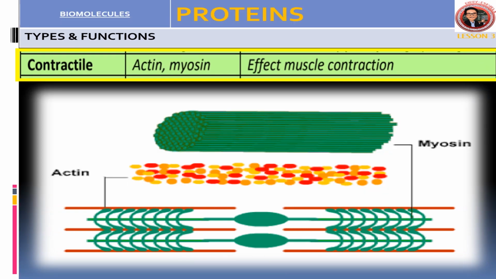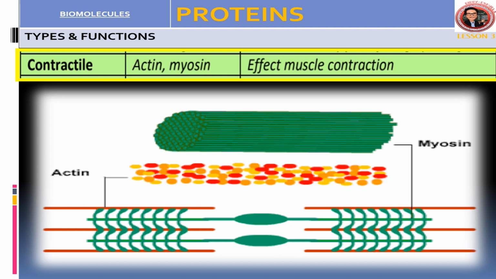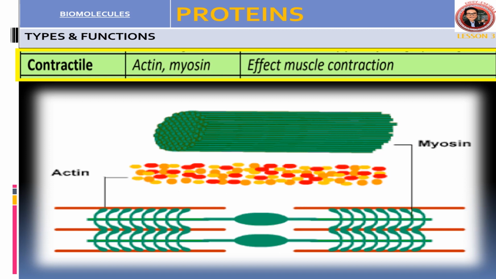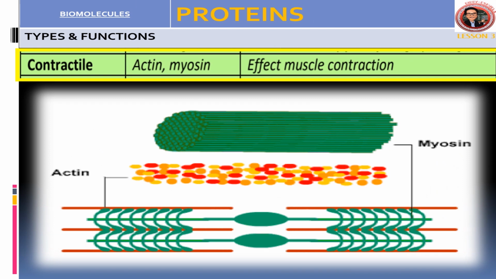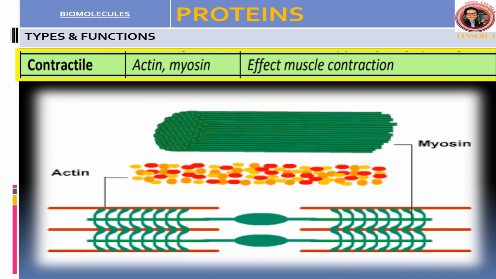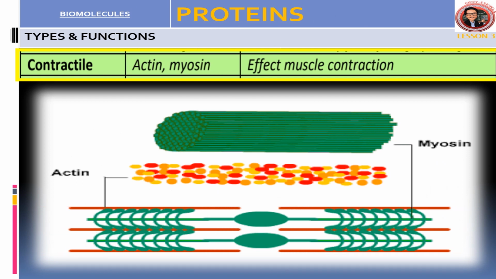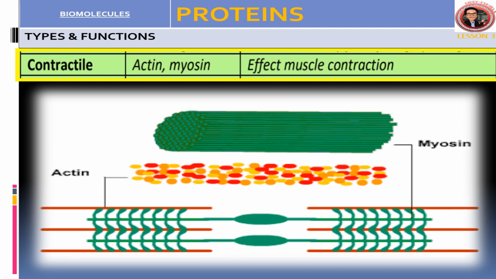Sixth function, as contractile proteins na mahalaga for muscle contraction. The most important are the contractile proteins actin and myosin. They work together during the muscle contraction cycle in order to produce movement. Sila yung dahilan kung bakit natin na igagalaw yung ating mga katawan, yung ating mga muscles.